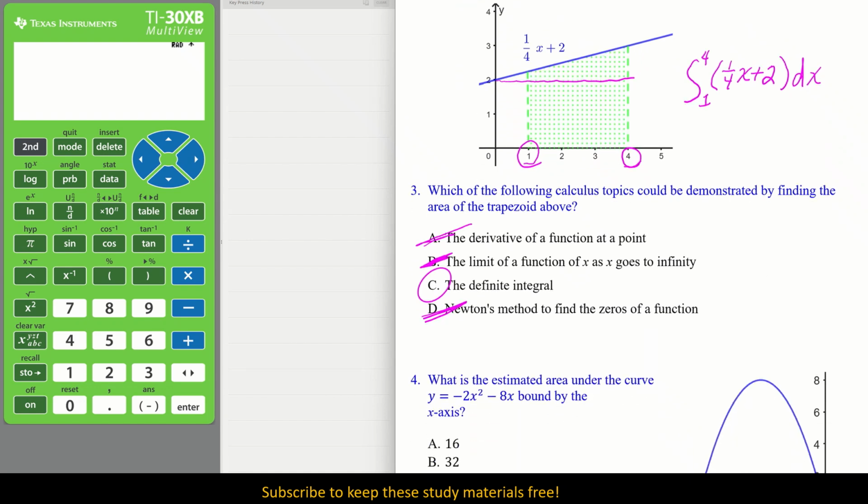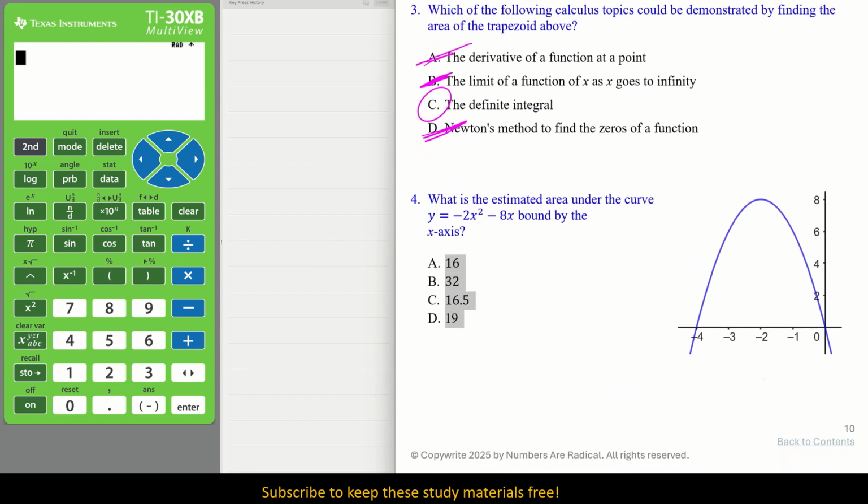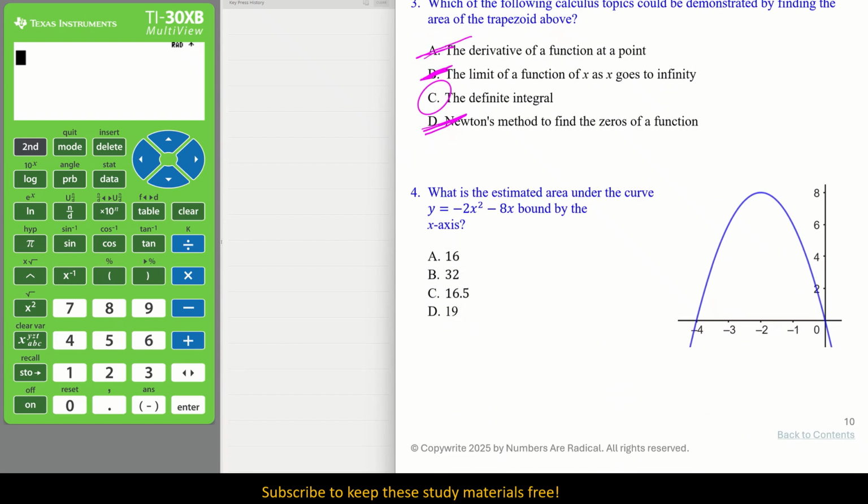Okay? All right, now let's move on to a different situation where this would apply. Okay? What is the estimated area under the curve y equals negative 2x squared minus 8x bounded by the x-axis? So they are bounding it here. Okay. And remember, we're using the absolute value. Okay. So that would be a total of a distance of 4. And over here on this edge, you have a distance of 8. Now, automatically, you should see something that you need to eliminate. 4 times 8 is 32.